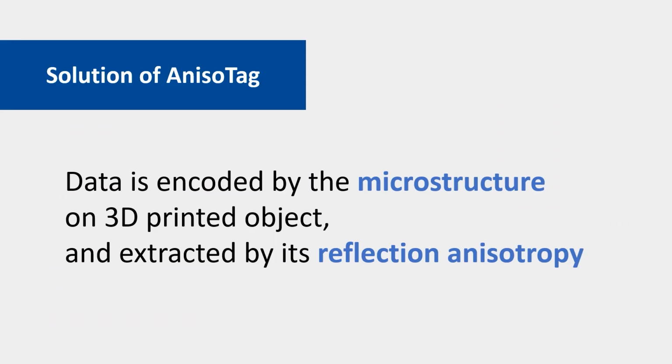To balance the visual quality and extraction complexity, the data on AnisoTag is encoded by the microstructure on the 3D printed object and is extracted by its reflection anisotropy.